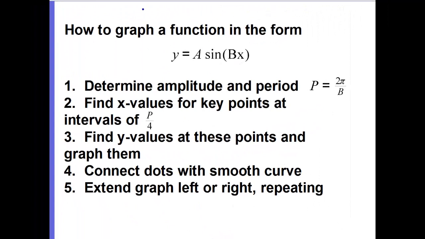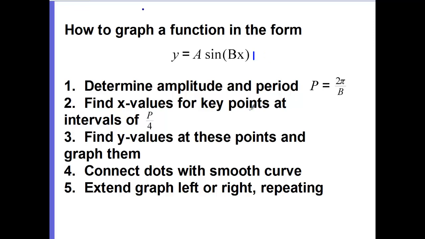So let's put it all together. How do we graph a function in the form of a times the sine of bx? First, you have to determine the amplitude and the period. Amplitude is just the absolute value of that number in front. The period is 2 pi divided by that number b. Now, if there's a number after this, like say plus 3, that means there's a vertical shift, so the midline is going to be this number right here. But let's assume that's not there.